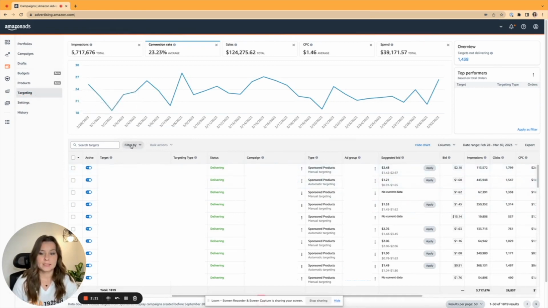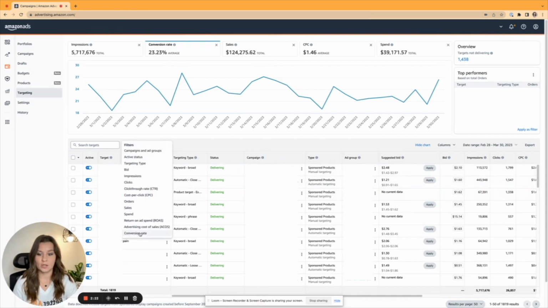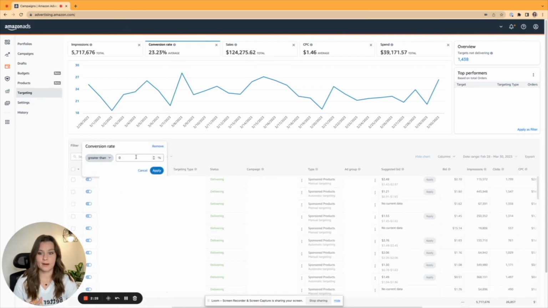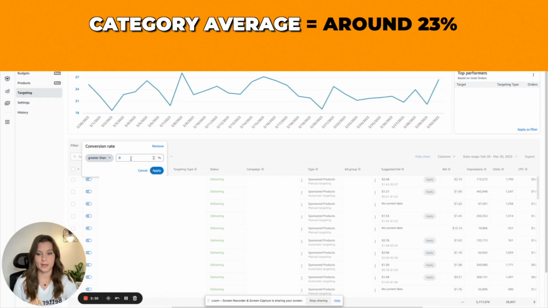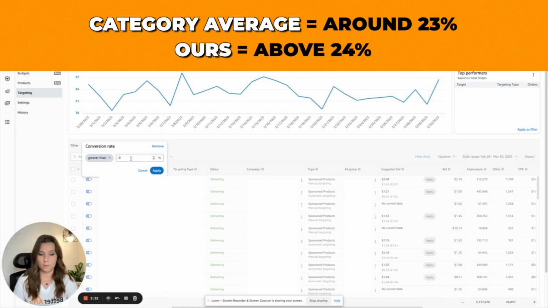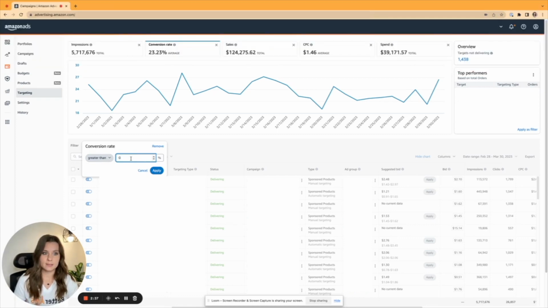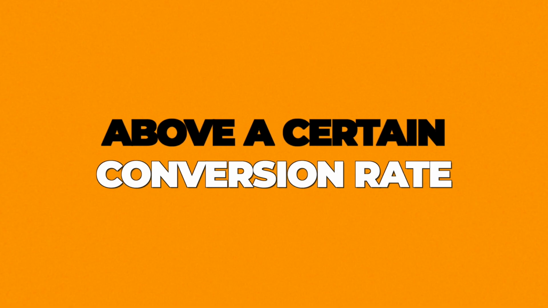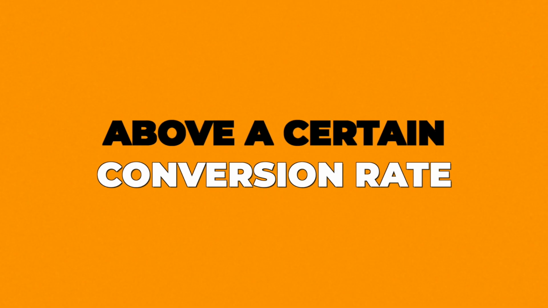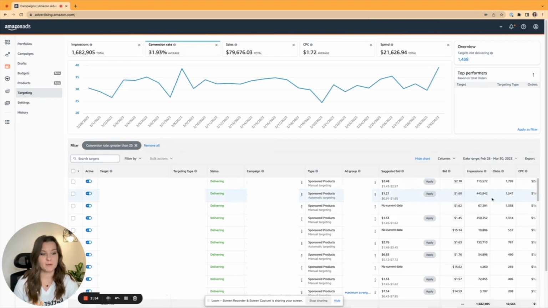From here, we're going to select filters and go to conversion rate. We know the category average was around 23% and ours was above 24%. You can be as aggressive as you want in terms of optimization, but what I'd like to do is keep seeing that number get stronger and stronger for this brand. So I'm going to set the conversion rate at 25%. Greater than 25% is the keywords and search terms I'm seeing right here.